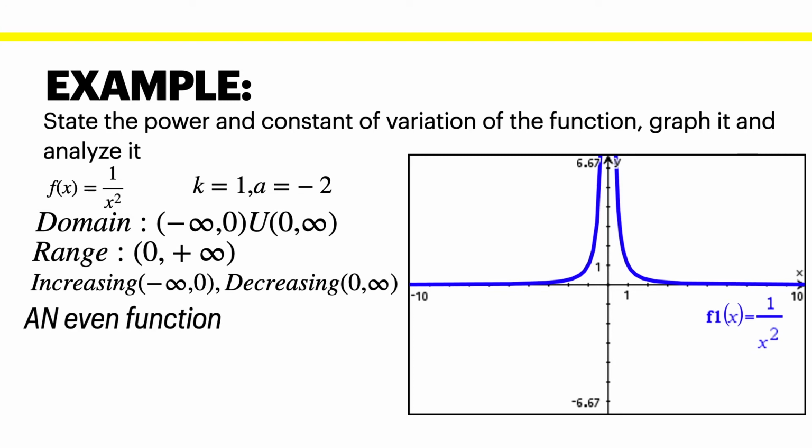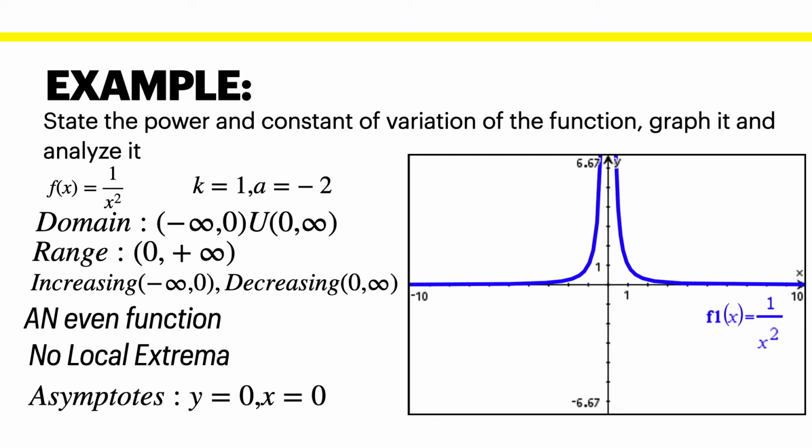For this one, it's an even function because we have a 2 there. If you replace x with negative x, you still end up with the same function, so it's an even function. We have no local extrema, only because there are no veritable dips or peaks in the graph. And of course, our asymptotes are y equal to 0 and x equal to 0. So that's what we got.